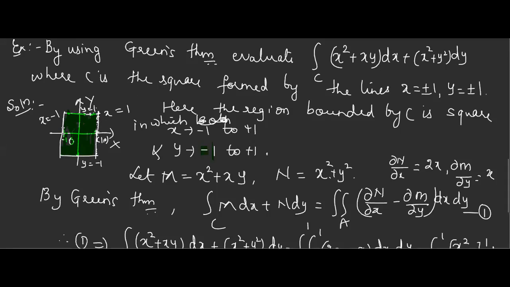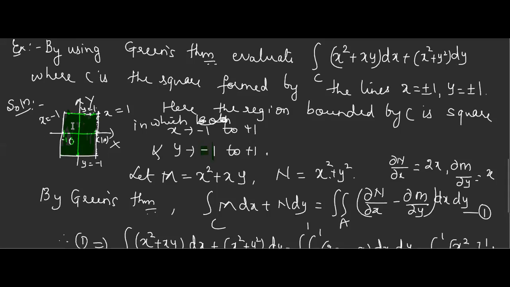Okay. Similarly, x equal to minus 1 is a line parallel to the y-axis only, but at a distance of 1 on the negative x-axis, because x is negative 1. Similarly, y equal to 1 will be a line parallel to the x-axis, and y equal to minus 1 will be a line parallel to the same x-axis, but it is minus 1, meaning at a distance of 1 on the negative y-axis. Now, you can see the whole region is the square that we have to consider.